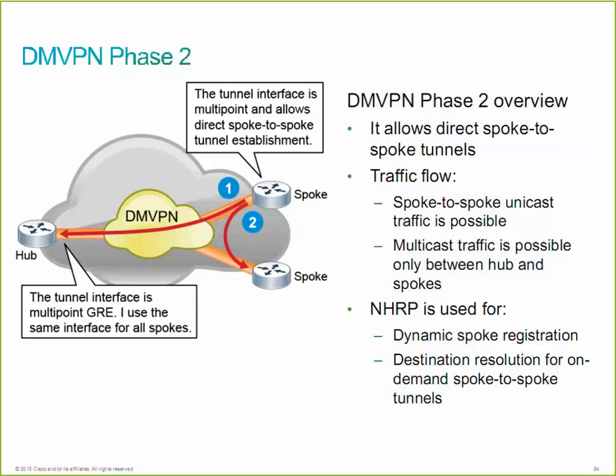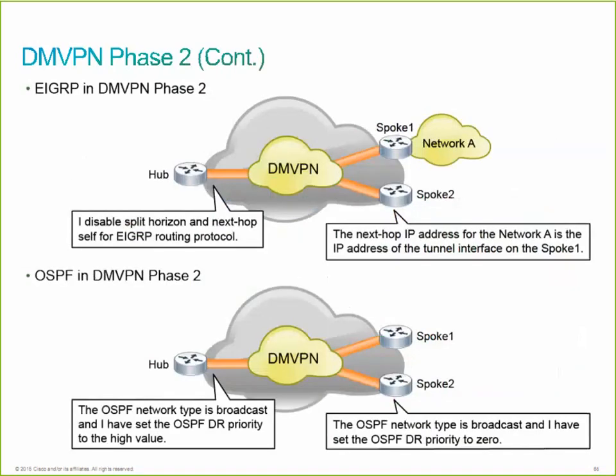So you can't do summarization. Now that becomes a bit of a problem if you have a really, really large DMVPN network. All right? But the ability to provide that spoke-to-spoke communication far outweighs the lack of being able to do network summarization. All right?